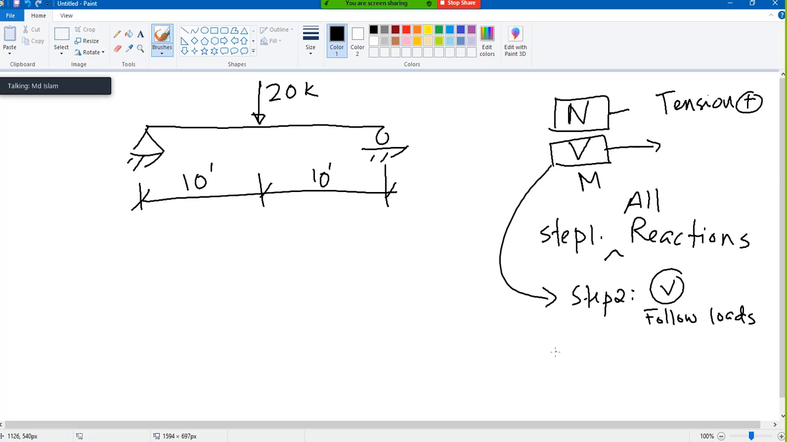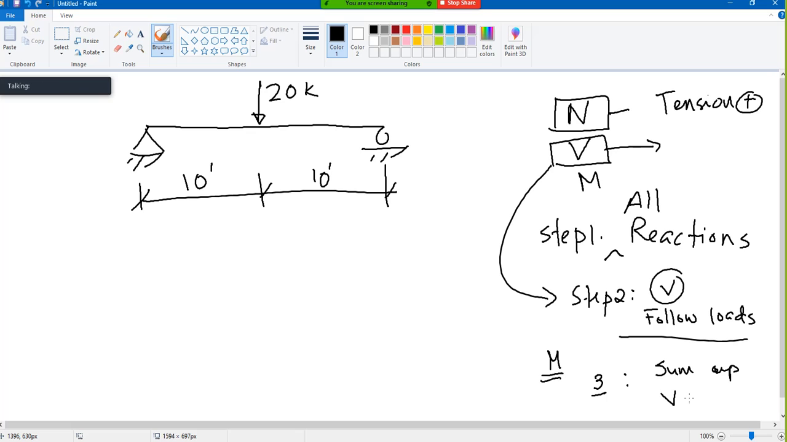Okay, for moment, what are the steps? Obviously step number one, find all the reactions and draw the shear force diagram. Then step number three will be to sum up the shear force. I wrote here very short; you can read your handout for the entire sentence. The simple steps: step one, find all the reactions. Step two, for shear force, follow the loads. For moment, step three, sum up the shear force. Now we will do one example.